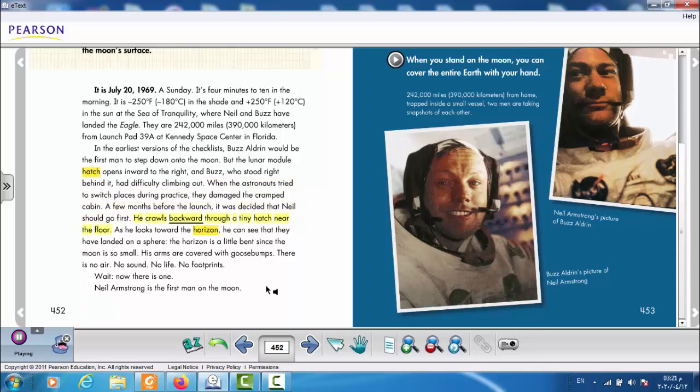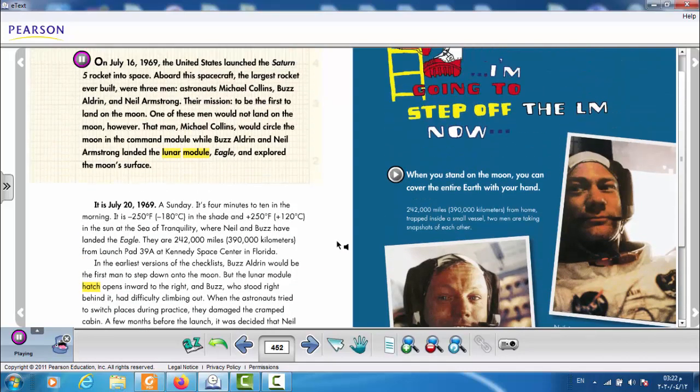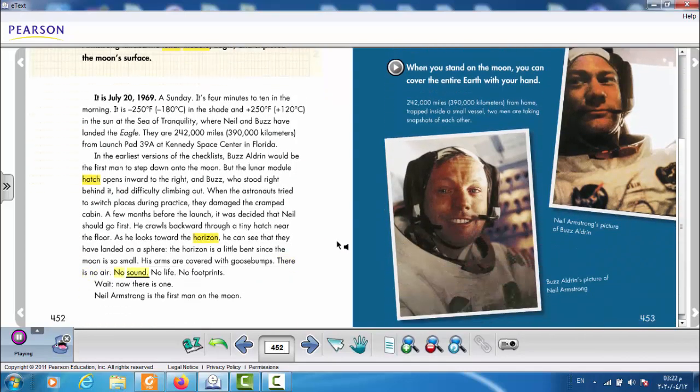He crawls backward through a tiny hatch near the floor. As he looks toward the horizon, he can see that they have landed on a sphere. The horizon is a little bent since the moon is so small. His arms are covered with goosebumps. There is no air, no sound, no life, no footprints. Wait, now there is one. Neil Armstrong is the first man on the moon.